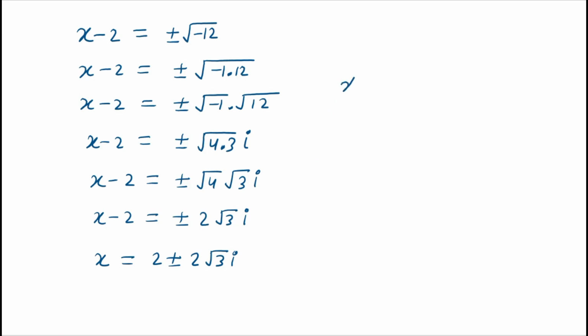Here second solution, x2, is equal to 2, and if we take the positive sign, 2 times square root of 3 times iota. And third solution, x3, is equal to 2 minus 2 times square root of 3 times iota. Now solve case second.